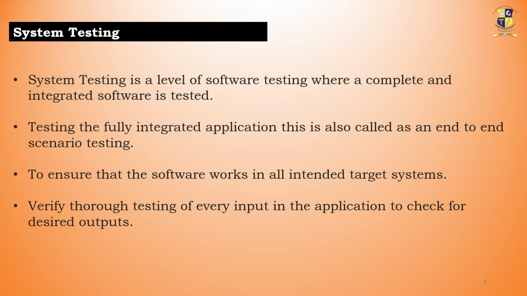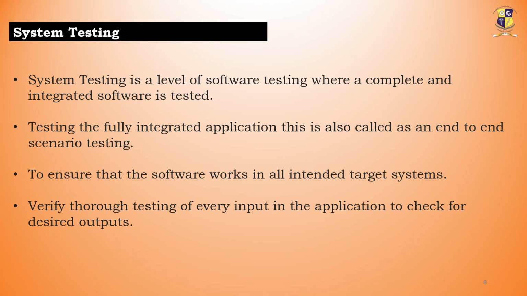System testing. System testing is a level of software testing where a complete and integrated software is tested. Now in unit testing you have tested the individual components, and in integration testing you have tested how the integrated components work, and now as a system, as a whole software, you are going to test the fully integrated application. This is also called end-to-end scenario testing. So you are going to test the end-to-end scenario.